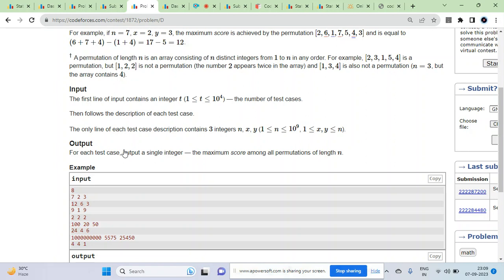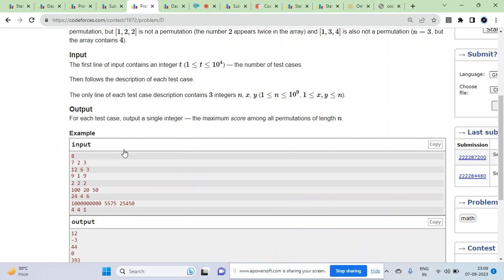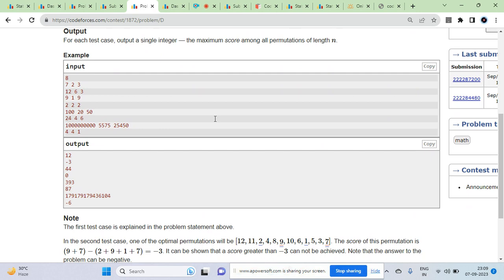You are dealing with the divisors, not divisors, but the multiples of x and y. So n means you have a permutation, an array of size n, where each element is in the range from 1 to n, and every element is unique. Now the interesting thing is that you go to the multiples of x lesser than n, obviously, and go to these indexes. Obviously, the index will be at most n if you use one-indexing.